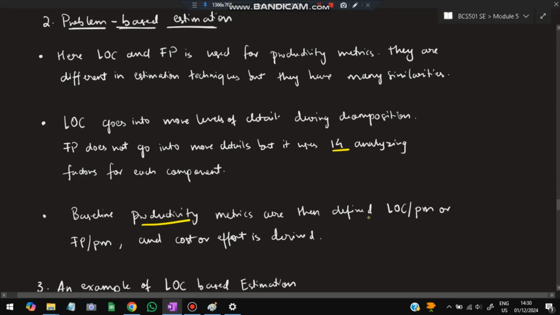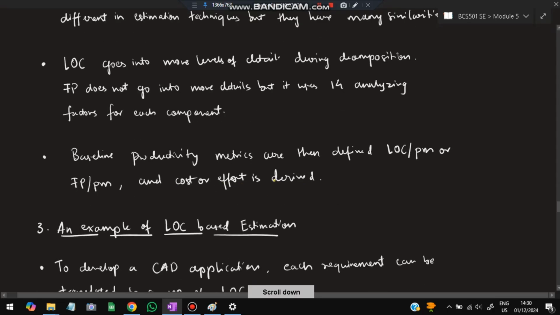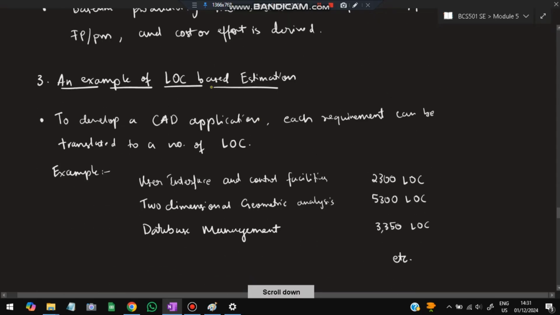Baseline productivity metrics are defined as LOC divided by PM and FP divided by PM, from which the cost or effort is derived. So we calculate the LOC and divide it by a factor called PM, and then we obtain one answer. That answer is nothing but the cost or effort which is required. So let's discuss LOC and FP.